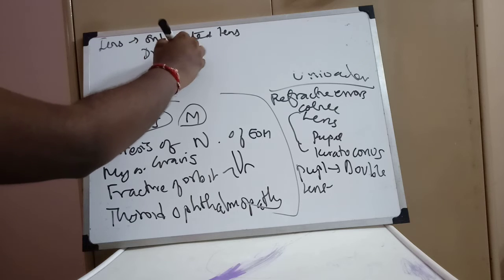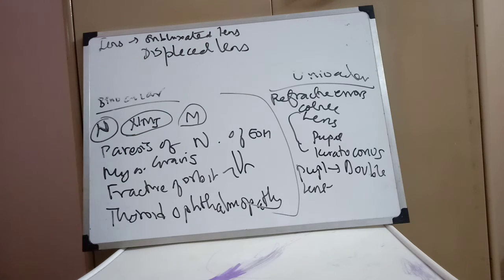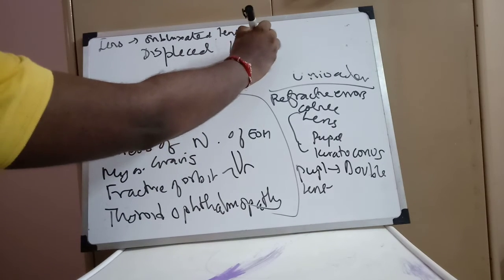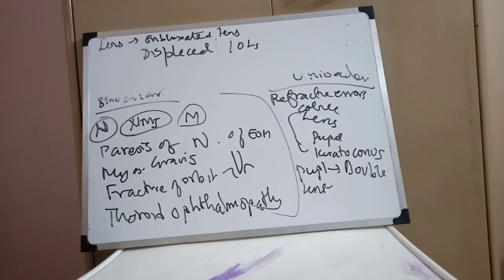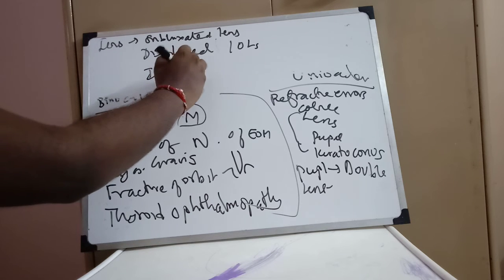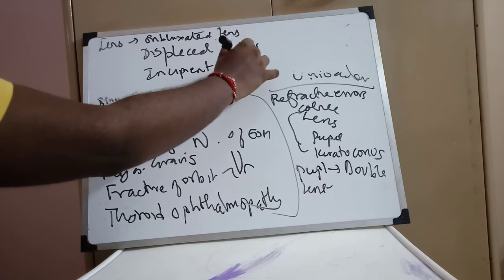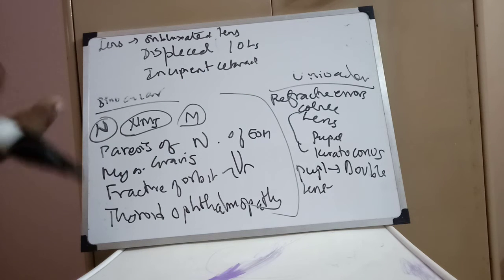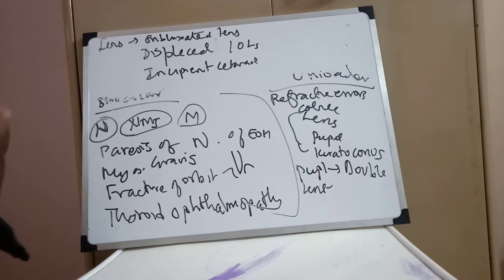Same principle is followed in displaced lenses, displaced intraocular lens. Intraocular lenses which are placed after cataract surgery can be displaced from their sulcus or their place of positioning. And then you can also have an incipient cataract. In incipient cataract, you are going to have a lot of water pockets present in the lens, which cause multiple internal refractions of the light rays, which again cause multiple image formation. So this is about diplopia.